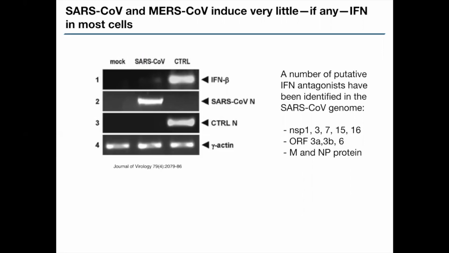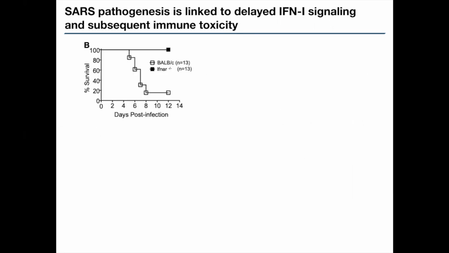Well, we've touched on this a little bit already, but just to hammer it home, there are a number of putative interferon antagonists that have been identified in the SARS coronavirus genome: several non-structural proteins we talked about, NSP1, several accessory factors that I touched on, as well as the matrix and nucleoprotein may be able to counteract this as well. So it appears that this virus, and perhaps CoV-2 as well, has a multi-pronged approach to dampen the early interferon response to the virus. This is thought to be really important for viral pathogenesis. And indeed, SARS pathogenesis has been shown to be linked to delayed interferon 1 signaling and subsequent immune toxicity.